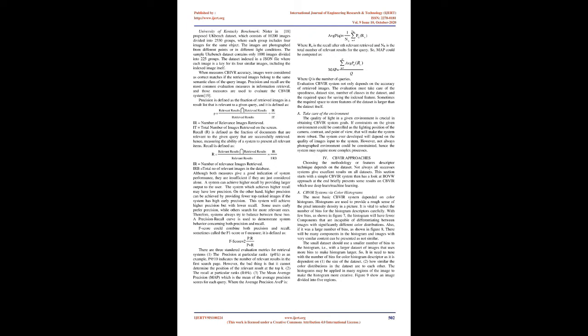A precision-recall curve is used to demonstrate system behavior concerning both precision and recall. The F-score could combine both precision and recall, sometimes called the F1 score or F-measure. It is defined as F-score equals 2PR over P plus R.